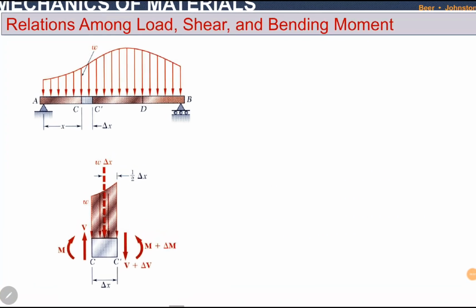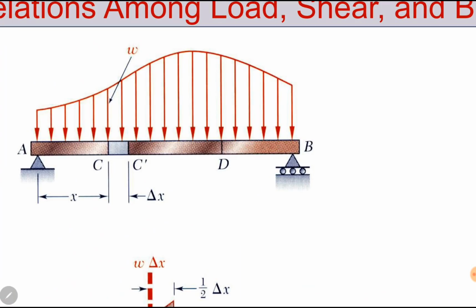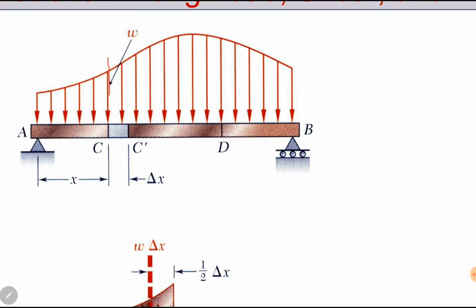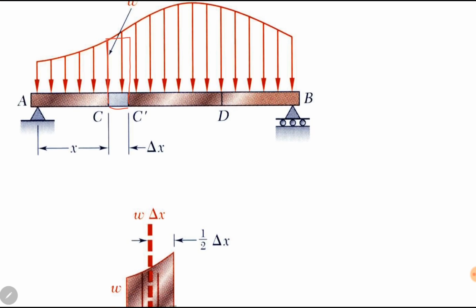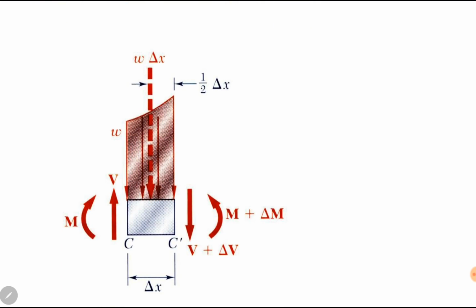Here is a beam given under a random distributed load W. I want to section this beam at C and at C dash. This length is very small, delta x, a negligibly small length, so that we may consider this load as a rectangular load like this one. I will consider this as a rectangular load because delta x is a very small length. So we will draw a free body diagram here.